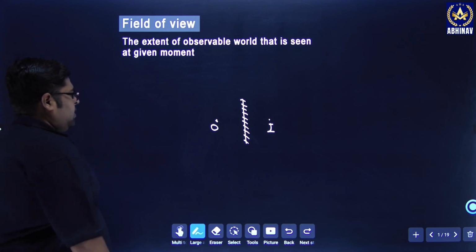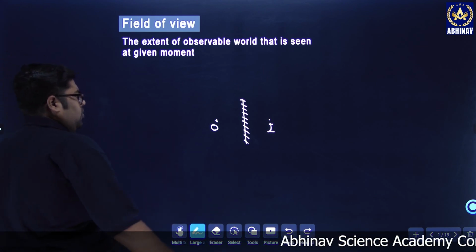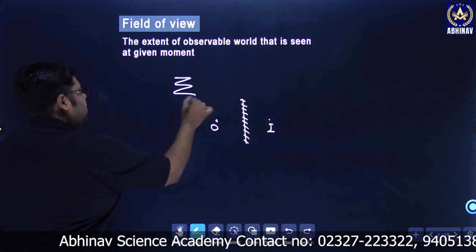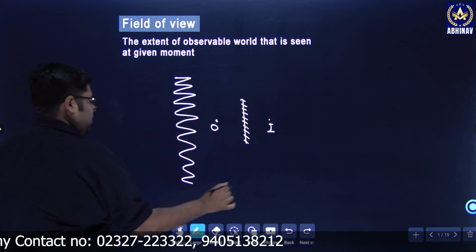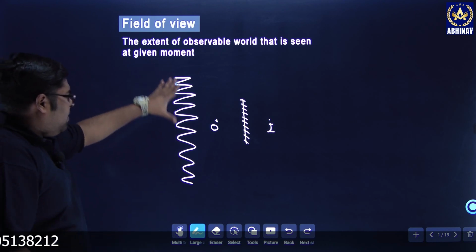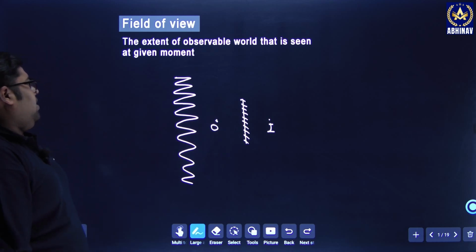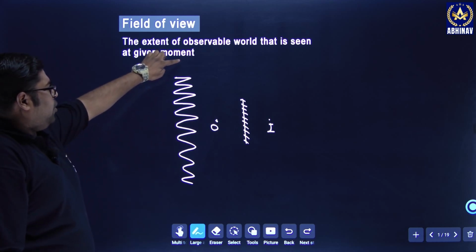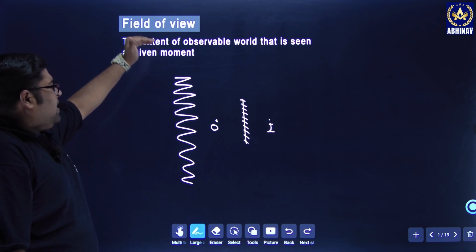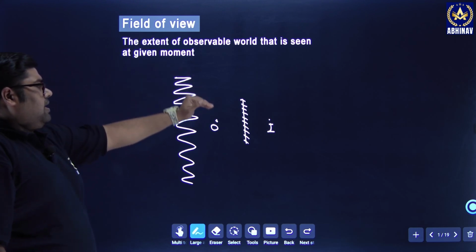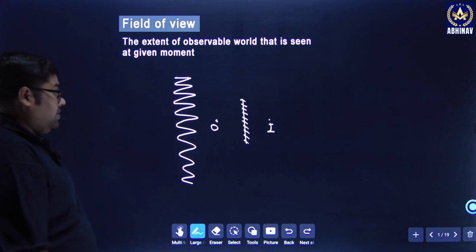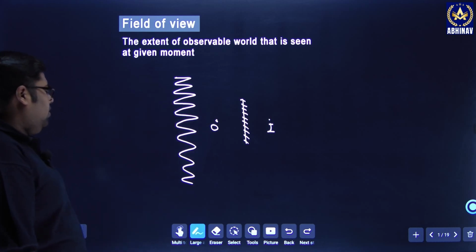For example, if we try to plot it here, this area or this region we can call the field of view. So only up to this region we can observe this image. If an observer is at this point, out of the field of view, that person cannot see the image of this object. This is what we mean here. So without wasting any further time, let us solve a numerical based on field of view.